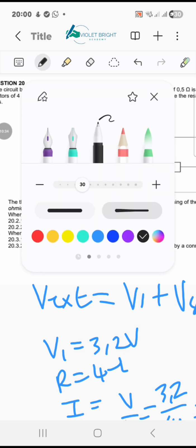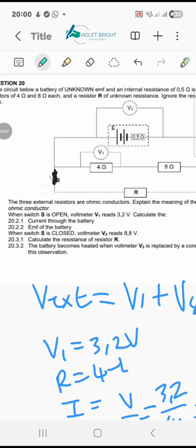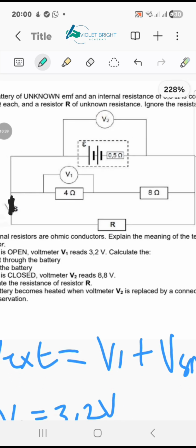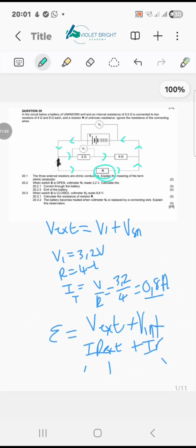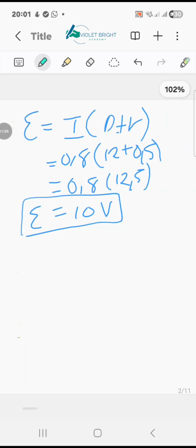So let's recap and remember what happens in parallel. We know that the current will divide. Here's another thing that happens now: we are adding a resistor in parallel. So this affects the current in the external circuit. It affects the current in the external circuit, which means the current in the external circuit will no longer be 0.8.